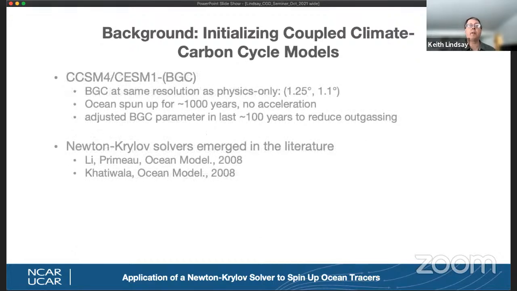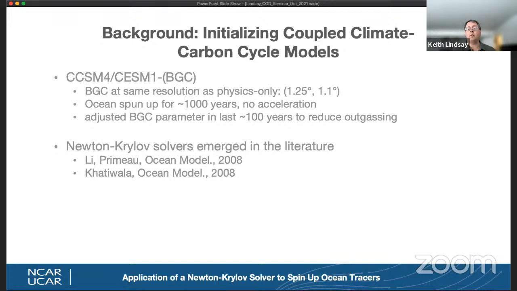Stepping forward a bit more to CESM1 is basically the same kind of thing, that we did not use that depth-dependent acceleration. And now we're running the model at the same sort of resolution that the climate model is being run at. These are the zonal resolutions that I'm listing there, the zonal resolutions of the atmosphere and the ocean models. And so we ran the ocean model again for 1,000 years. It's much more expensive now with the higher resolution model.